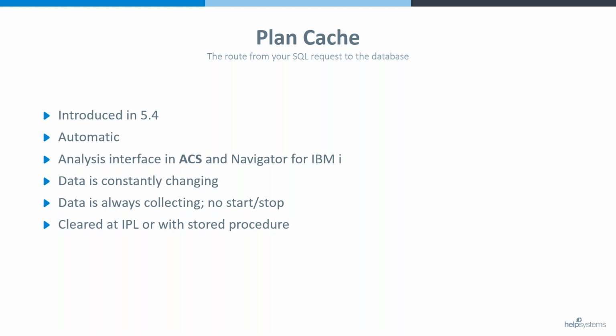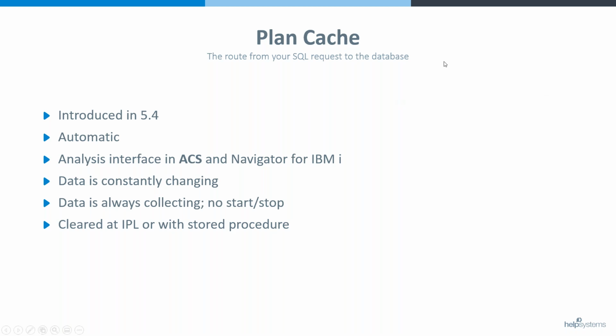This has been around for a long time, actually, way back in 2006 with the advent of 5.4. The first thing to note is it's automatic. You don't need to start it, turn it on, or turn it off. You can choose to work and analyze it in ACS, and we're going to see some of that today, or you can do it in Navigator for i. The data in the plan cache is fluid. It's in a constant state of change. It's cleared at IPL time, or you can clear it with a stored procedure as well. And don't confuse this with the IBM i database monitor. The database monitor is designed for specific problems, and that is a situation where you would use the Start Database Monitor command, STRDBMON, and ENDDBMON.